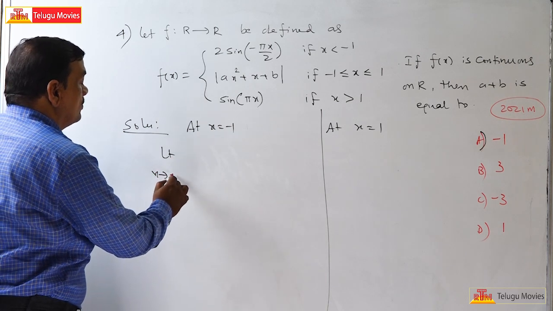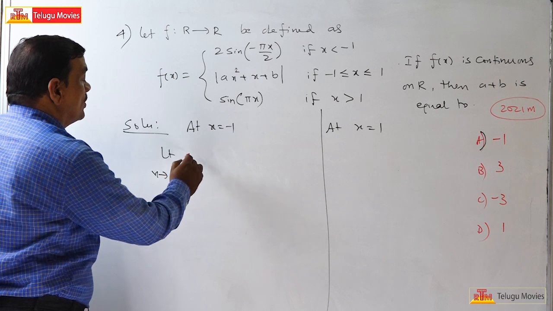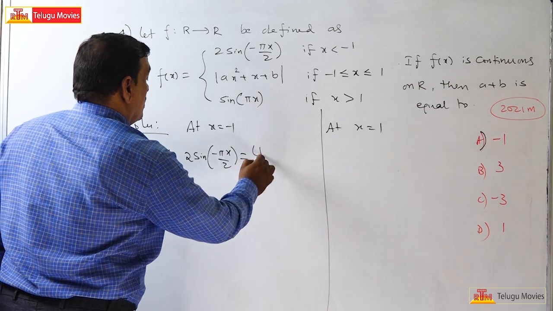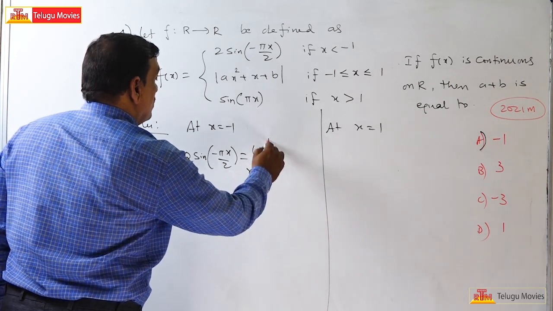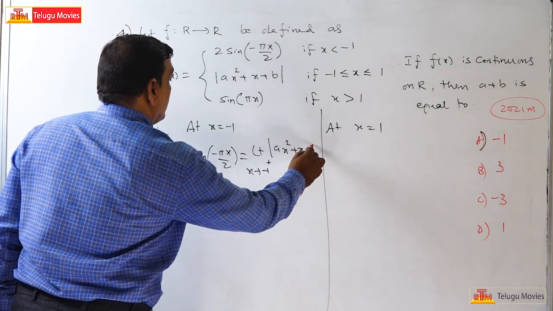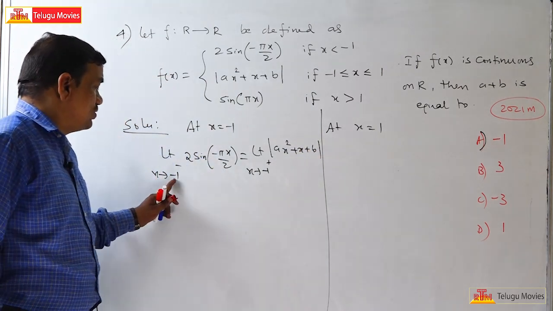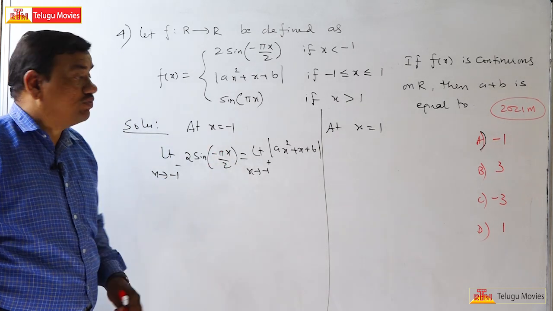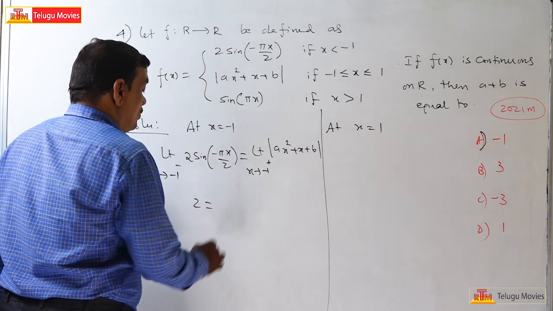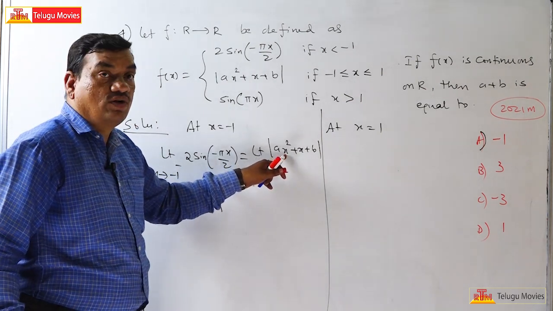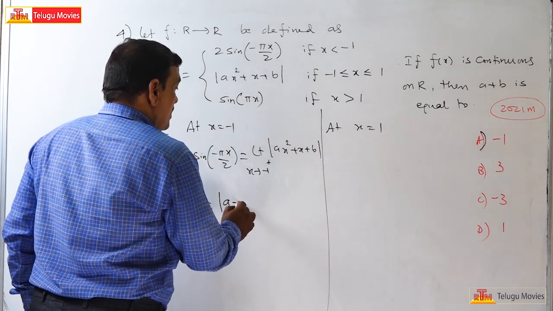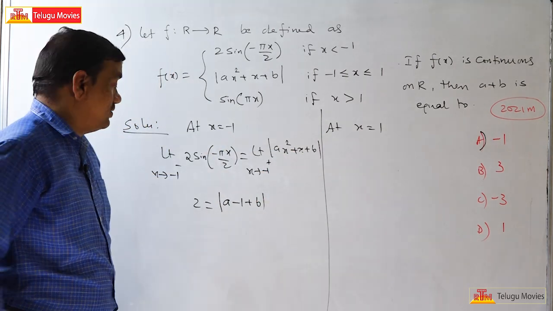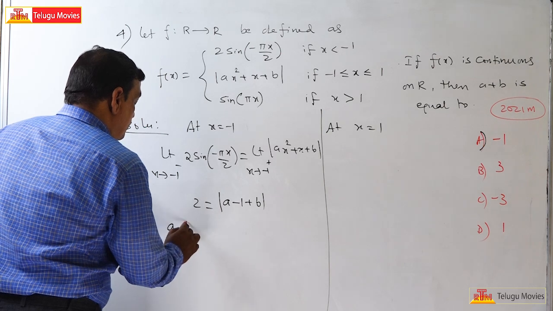Limit x tends to minus 1 minus of 2 times sine of minus pi x by 2 is equal to limit x tends to minus 1 plus of modulus of ax square plus x plus b. Okay, as x tends to minus 1, substitute here: minus into minus gives plus, sine 90, sine 90 means 1. So this is equal to 2 is equal to modulus of, substitute minus 1 whole square, so this is a minus 1 plus b. In place of x, we have substituted minus 1. So this means what? a plus b minus 1.